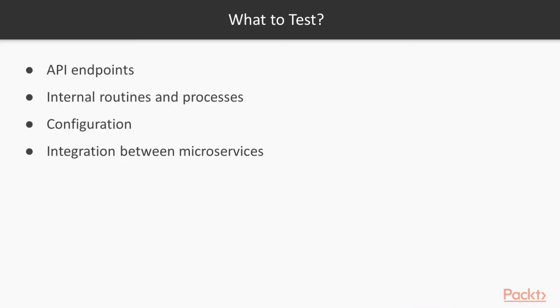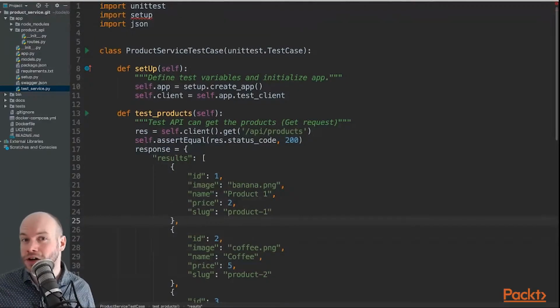Testing a microservice is very similar to testing another application. However, with microservices, things are far more decoupled than perhaps a monolithic application. And therefore, you also need to test the integration between the microservices. You also need to test the configuration, any internal routines and processes, and of course, the API endpoints that the microservices expose. Let's take a look at how the product service is tested.